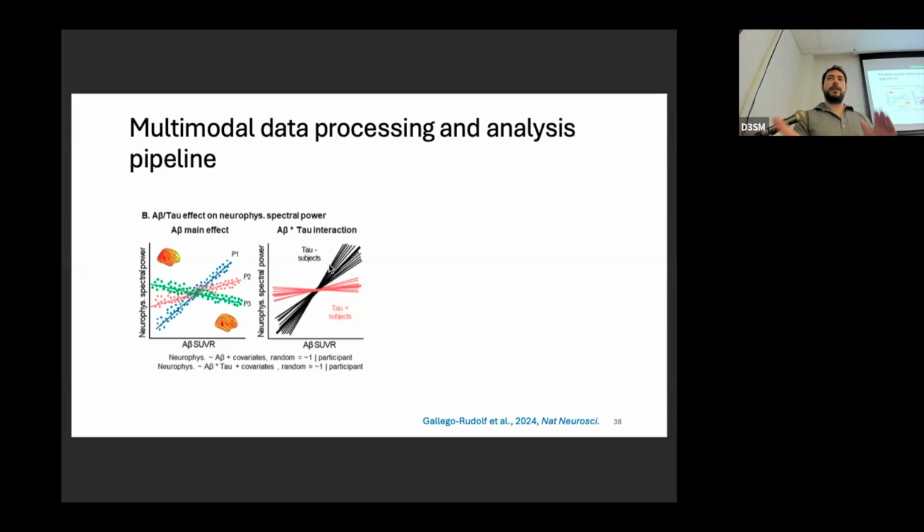And then in order to test whether there's an interaction effect with tau, and whether it produces change in this association between the deposition of amyloid and spectral power, we included tau deposition in the temporal lobe as an interaction term, in order to see whether people who are accumulating more tau are showing this shift that I was mentioning. We hypothesized this based on the animal literature.